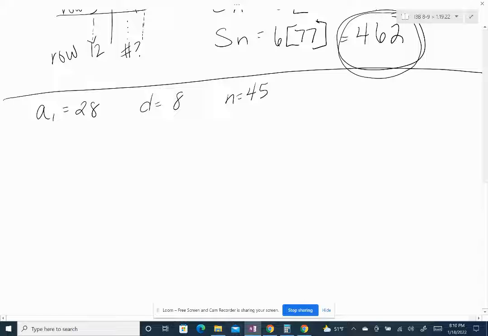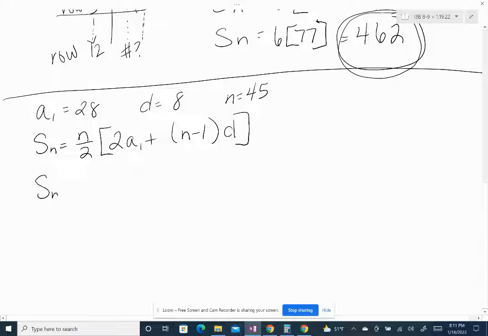See, this one, n is 45. So imagine counting like 45 numbers in a row. That's a lot of work. Okay, so we'll do the same equation. S of n is equal to n over 2, and then 2a1 plus n minus 1 times d.